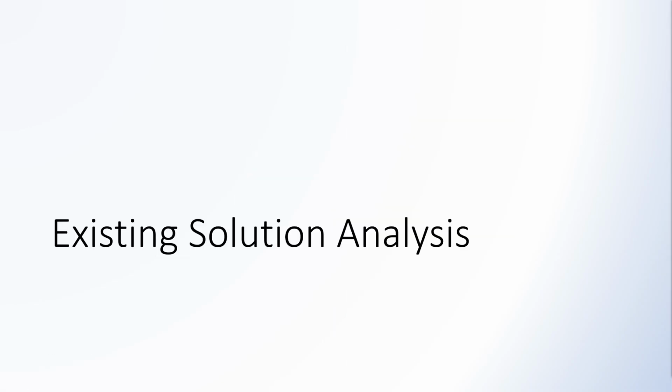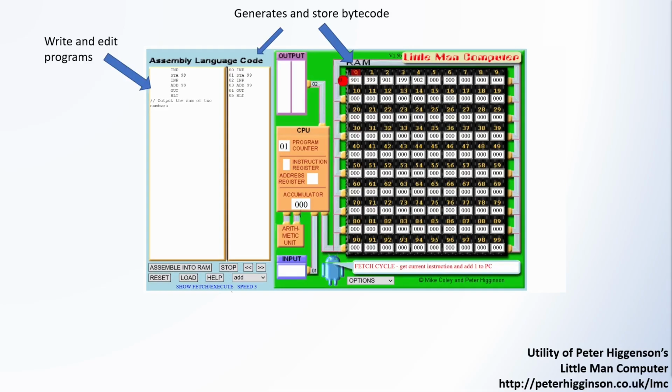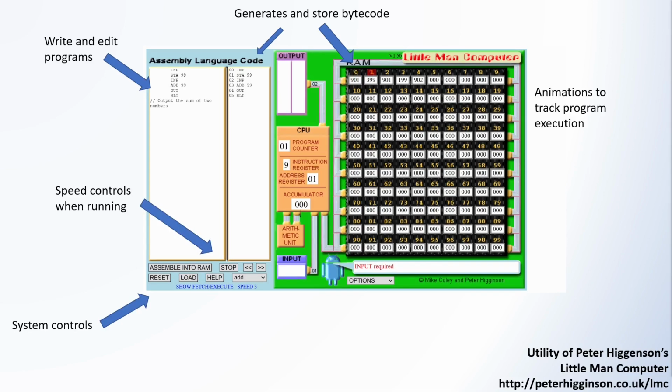2 existing solutions were chosen: Peter Higginson's Little Man Computer Simulator and Microsoft MakeCode for the micro:bit. Peter Higginson's Little Man Computer Simulator has utility features that allow the user to load and edit assembly programs, assemble and store programs as bytecode, and interact with the controls that assemble code, execute programs, reset the system, and load code from external files. The system also has a speed control and animation to allow tracking of program execution. It also has easily accessible sample programs. The system is only usable on a desktop monitor and has no mobile variant.